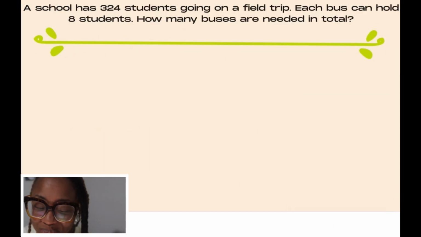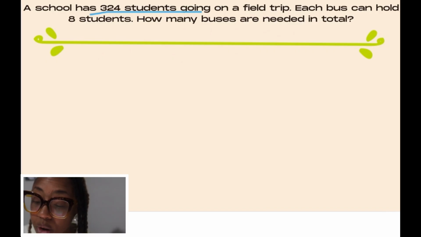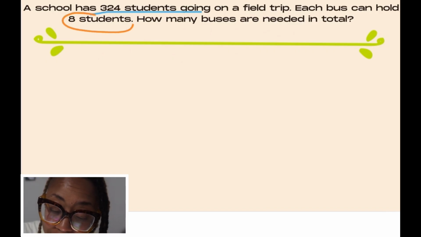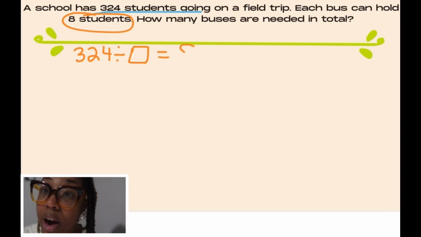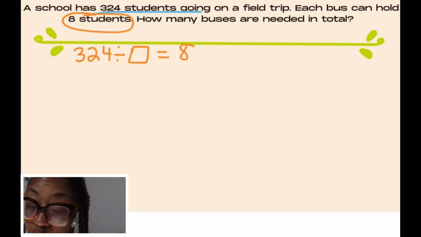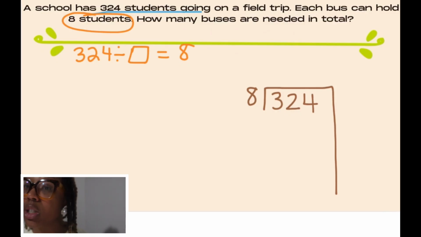Here's our next example. A school has 324 students going on a field trip. Each bus can hold 8 students. How many buses are needed in total? So let's go ahead and reread. A school has 324 students going on a field trip. Each bus can hold 8 students. How many buses? So my equation is going to be 324. I do not know that grouping, the grouping being the buses, but I do know that there are 8 students on each bus. So as I do my work, I'm thinking, how many buses are going to be needed to ensure that all students are accounted for?